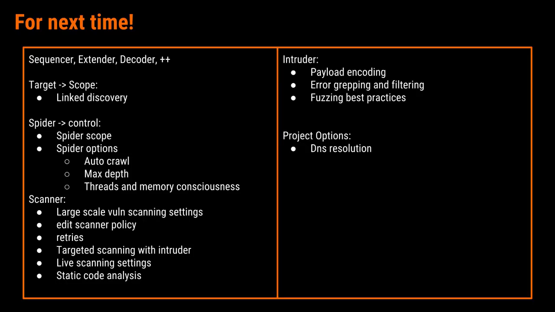Thanks for sticking with us through our introductory Burp Suite module. For next time, we do have more discussion of Sequencer, Extender, Decoder, and some of the other options that configure these tools. We'll talk about more use cases of how you use Burp to do different things like link discovery and some configuration options for Spider. We'll also talk about use cases inside of Scanner and how you edit scan policies and retries and large-scale scanning across large targets, more stuff with Repeater and Intruder, basically payload encoding and grepping and filtering and fuzzing best practices, and some other project options.